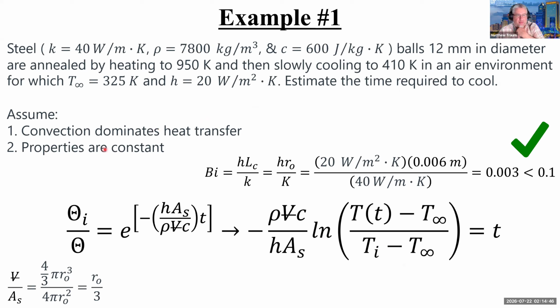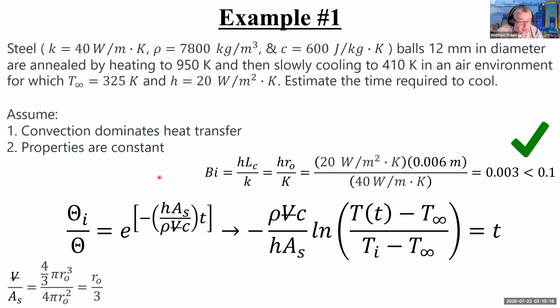And the second assumption, properties are constant. That is, this steel ball is going to change temperature, and we're just going to assume that things like k and rho and c don't change as a function of temperature. In reality, they do, but over this temperature range, it's not an enormous difference. And so probably okay, at least as a first estimate. And I do say the word estimate here to just assume that these are all constant. Okay, so we're required to estimate the cooldown time.